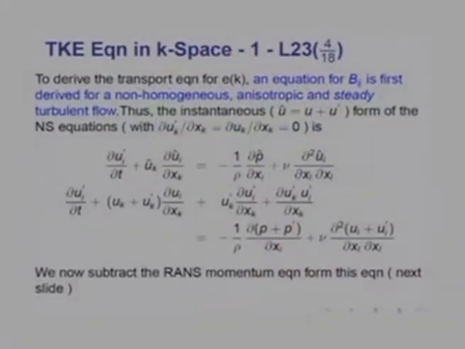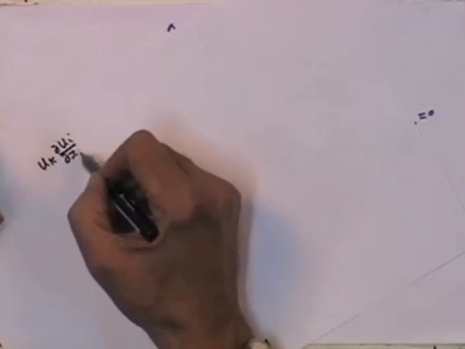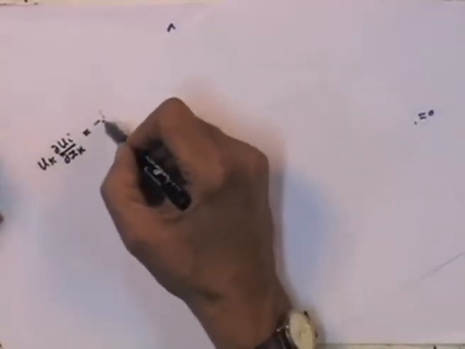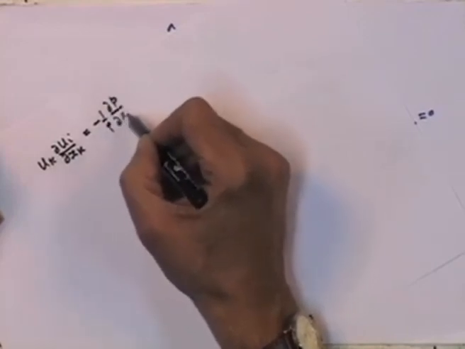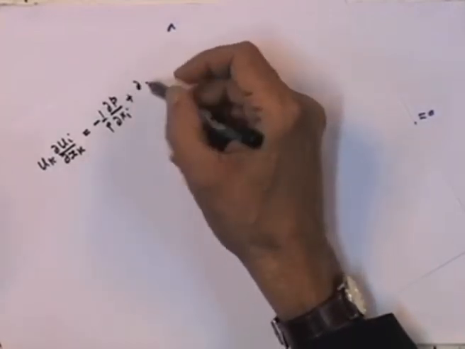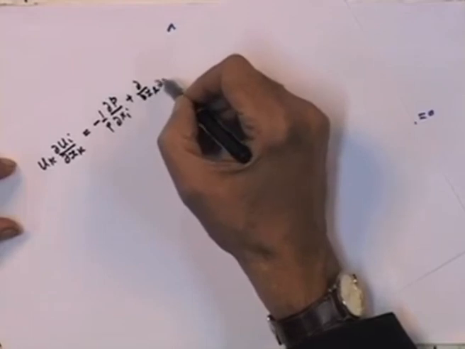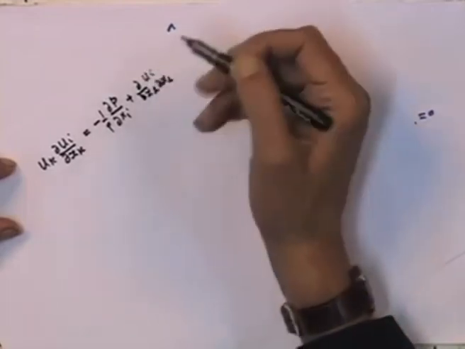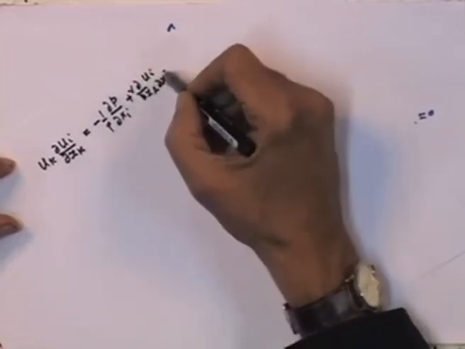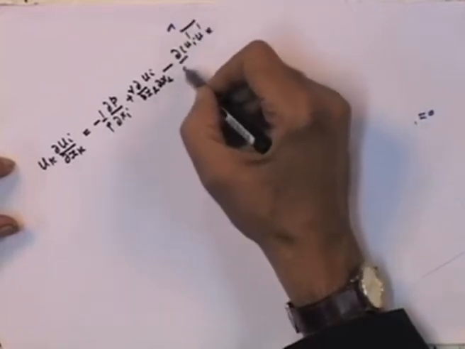Now, if I subtract from this equation the Reynolds equation, and you will recall what the Reynolds equation is: U_k dU_i/dx_k equal to minus 1 over rho dP/dx_i plus d/dx_k of nu dU_i/dx_k minus d(u'_i u'_k)/dx_k.